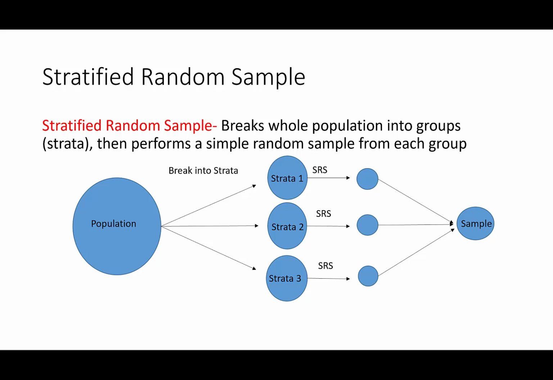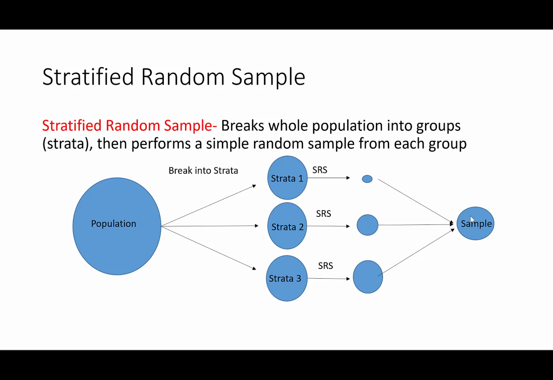Now, you don't need to select the same number of people from each group or each strata. You can select a different amount of people based on the size of those strata. So, for instance, if there's more people living on the west side of the United States compared to the central, you would want to represent that in your sample.